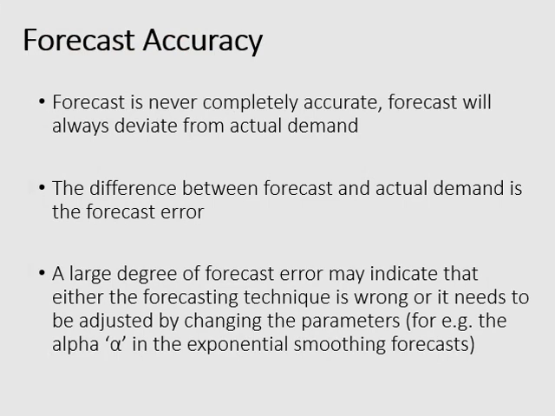Forecast accuracy. Forecast is never completely accurate. Forecast will always deviate from the actual demand. The difference between forecast and the actual demand is the forecast error. A large degree of forecast error may indicate that either the forecasting technique is wrong, or it needs to be adjusted by changing some parameters, for example, the alpha in exponential smoothing forecast.